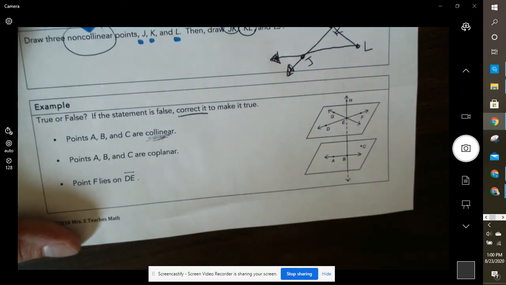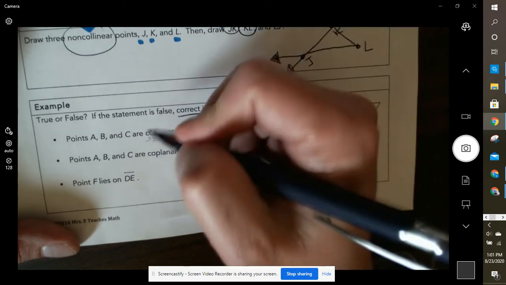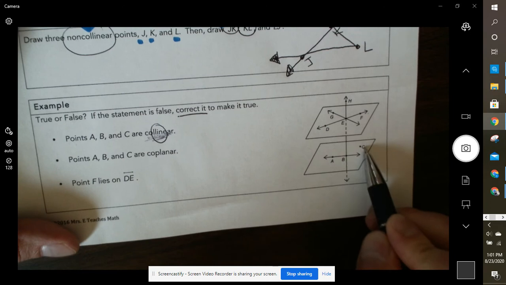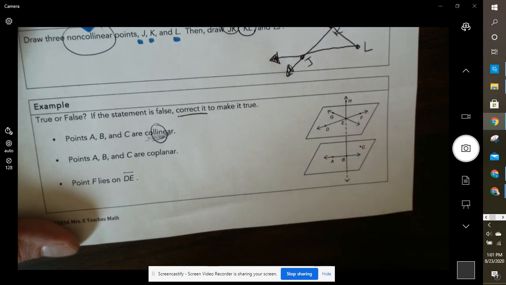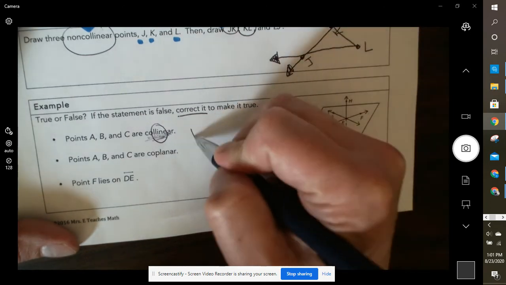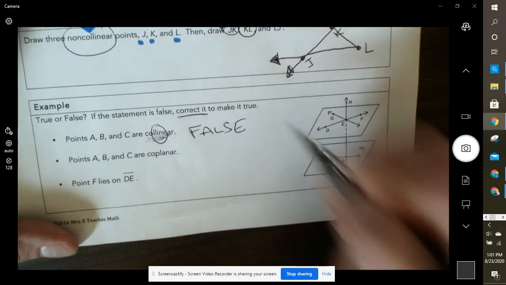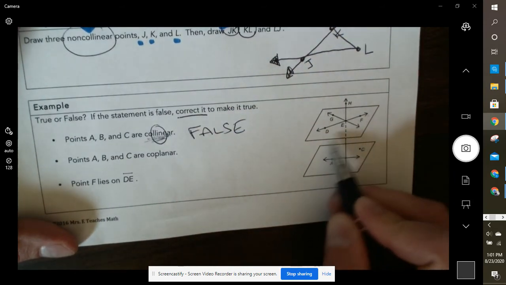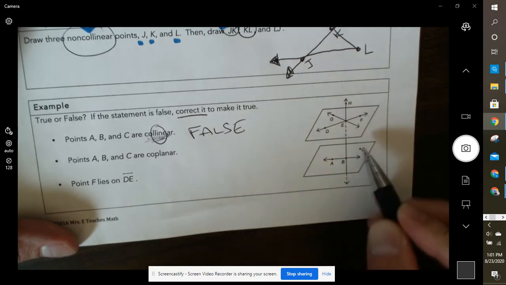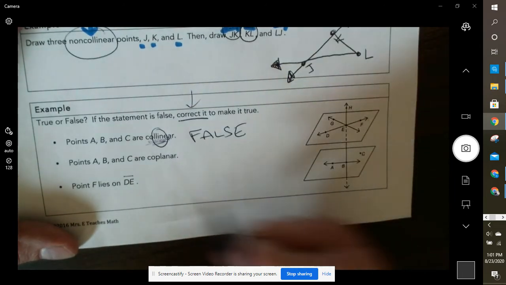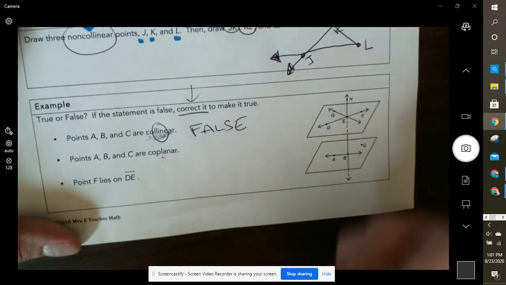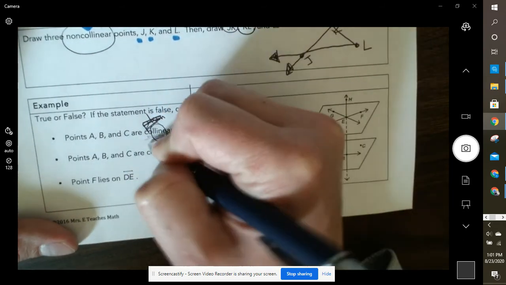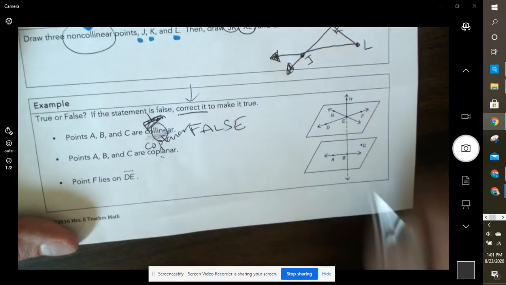On the same line. All right, so are they on the same line? A, B, and C. Check it out. No. Hopefully you're saying no way. That's false. And so if these are not on the same line, but they are in the same plane, what would we call this to correct it? Yeah, we'd call it coplanar. Coplanar. Oh man, messed that up. All right. There, fixed it.